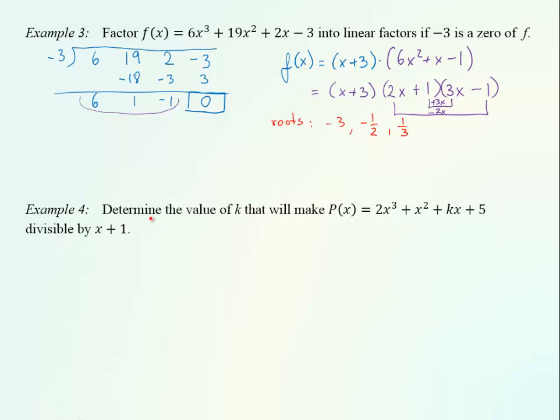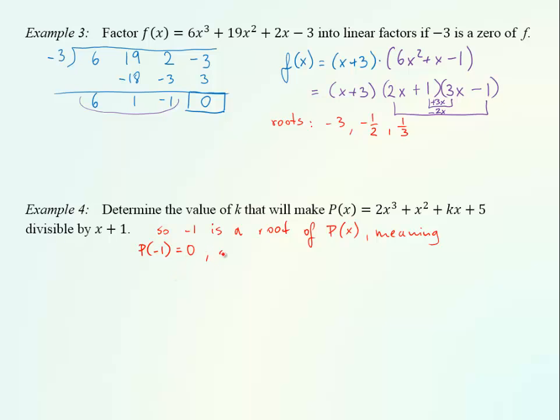The next question asks us to determine the value of a parameter k that will make this polynomial with k as a coefficient divisible by x plus 1. If a polynomial is divisible by this linear factor, then -1 should be a root. So -1 is a root of p of x, meaning that p of -1 is equal to 0.